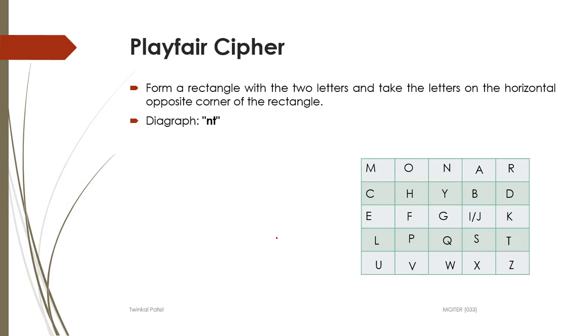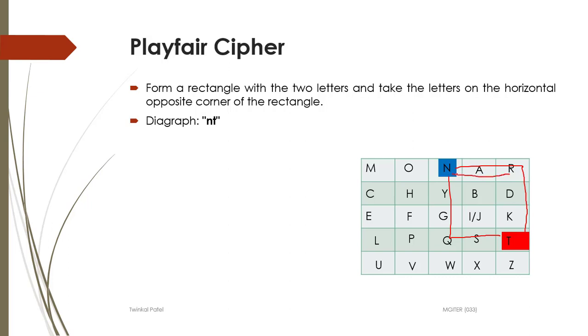If both the letters are not in the same row or in the same column, then form a rectangle with these two letters and take the letters on the horizontal opposite corner of the rectangle to replace the digraph. So first of all, consider the two letters N and T, which are not in the same column and same row. So here construct a rectangle using N and T. So this is the rectangle which will be constructed using N and T.